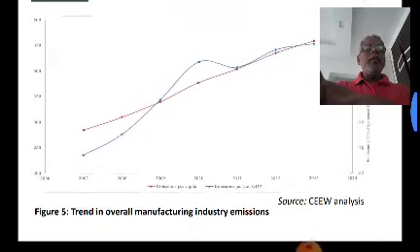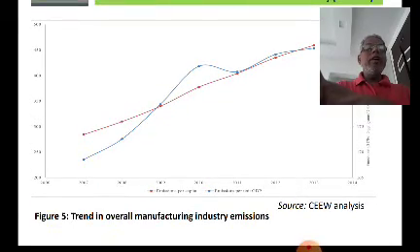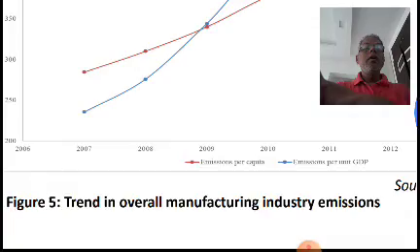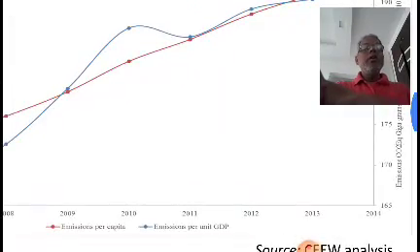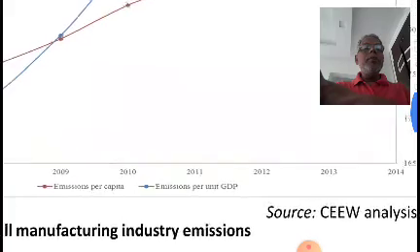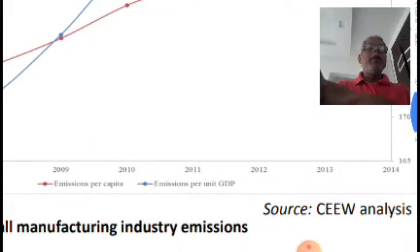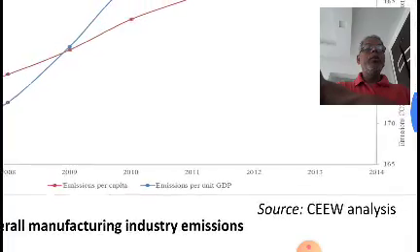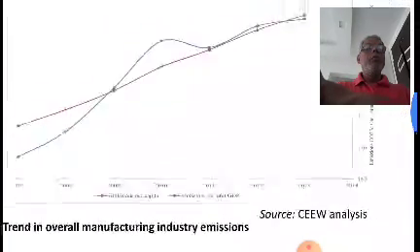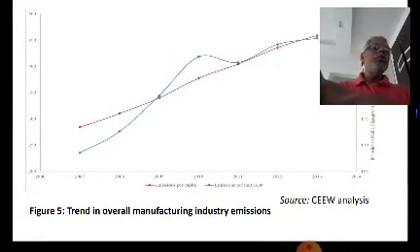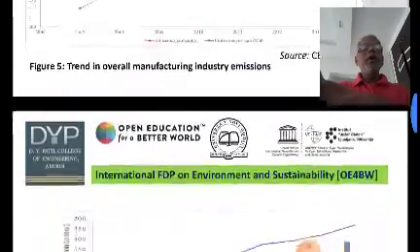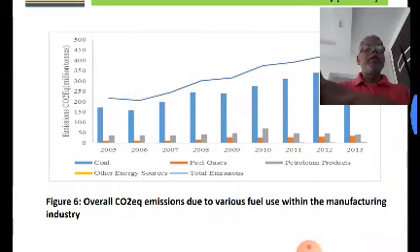You can see here again the trend in overall manufacturing industries, from 2006 to almost 2013. This is the emission per capita. The red curve shows the emission per capita and the blue curve shows the emission per unit GDP. So this also shows that it goes on increasing up to 2013.